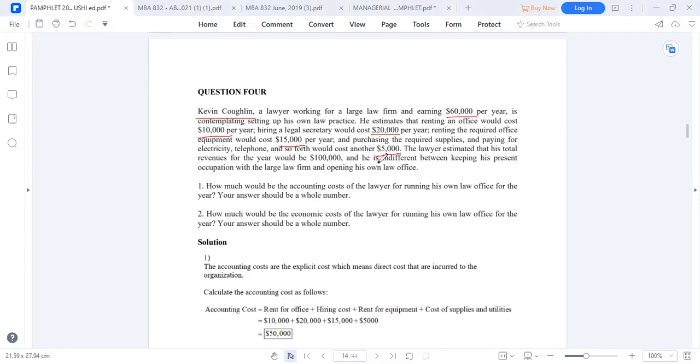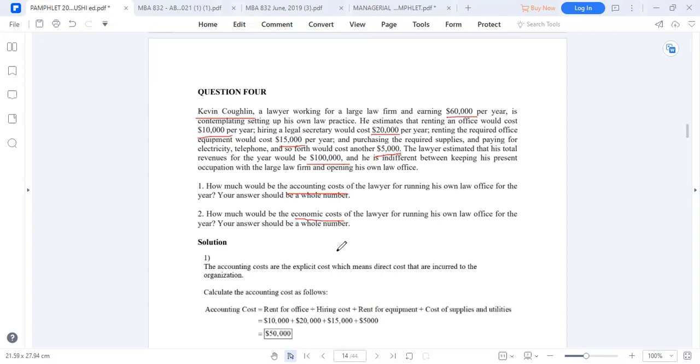The lawyer has also estimated that the total revenue for the year would be $100,000. He is indifferent between keeping his present occupation and opening his new law firm. So now we need to compute two things: what we call accounting costs and economic costs.